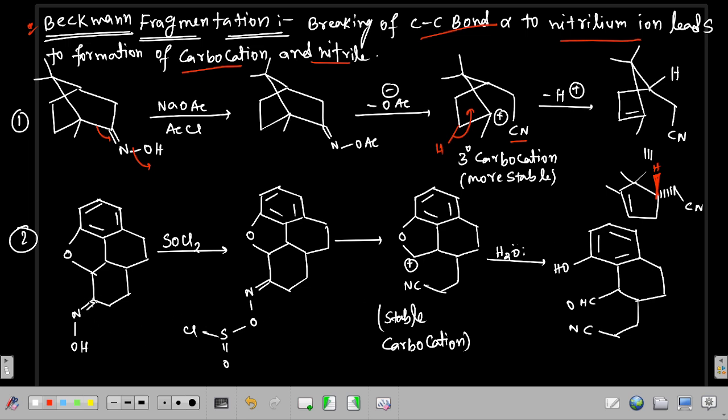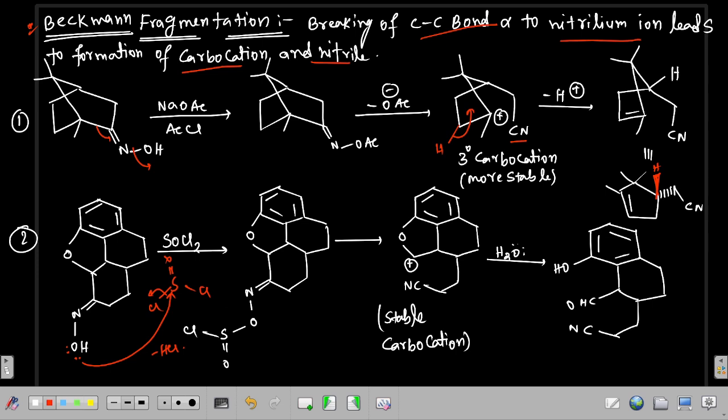The next example is in presence of sulfonyl chloride. This oxime will attack on the sulfonyl chloride, and it leads to the removal of HCl. So it leads to the formation of an O and sulfur bond.